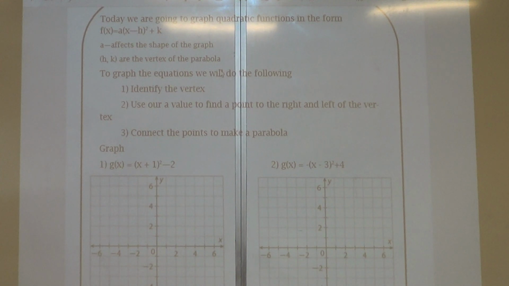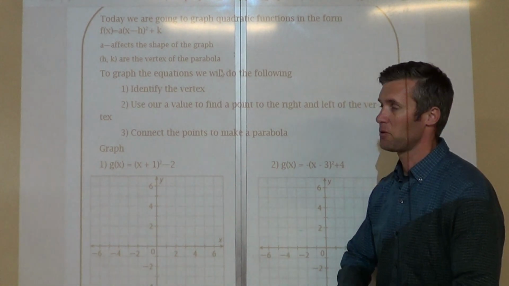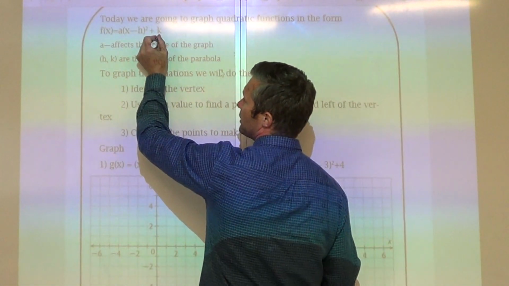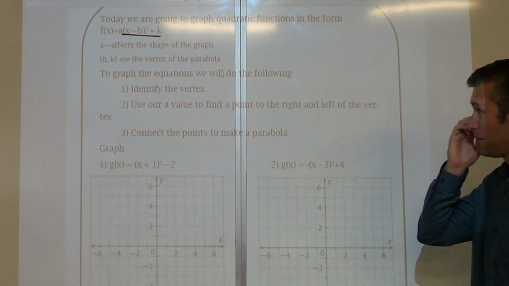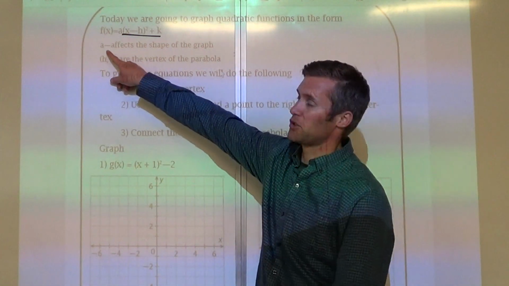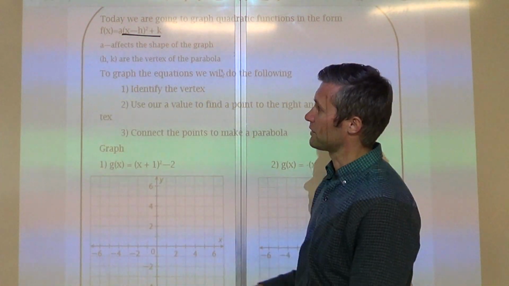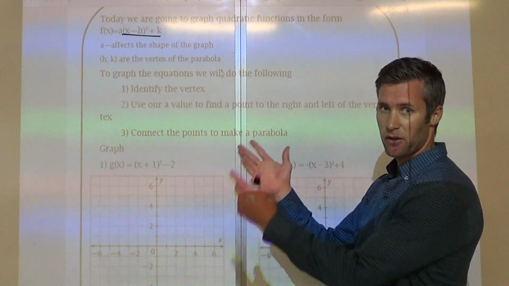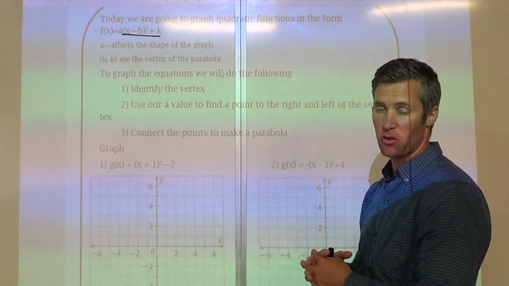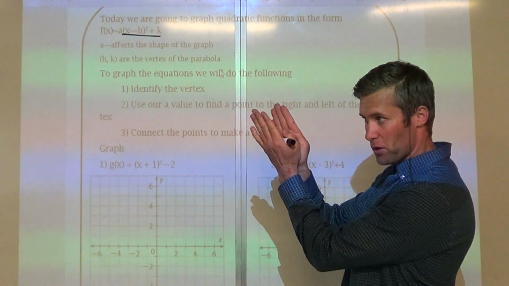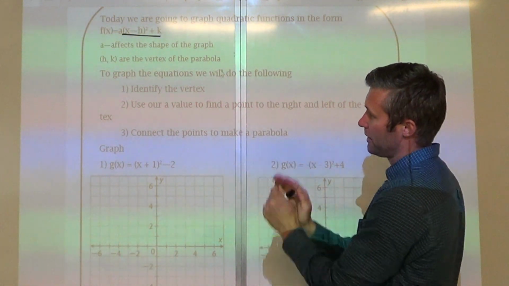Hello there, students. Today we're going to be going over graphing, and when our graph is in what we call vertex form. So when it looks like that, we're going to go ahead and graph it. Our A value affects the shape, just like what we learned in our previous lesson. So if A is positive, the graph opens up. If A is negative, the graph opens down. If A is greater than 1, it's going to be narrower. If it's less than 1, it's going to be wider.